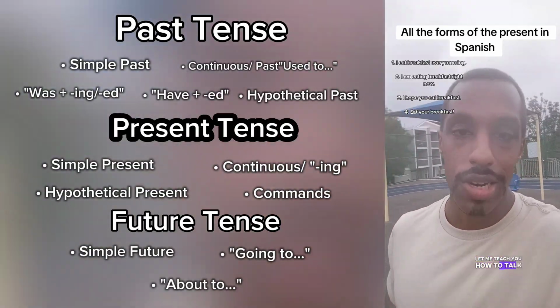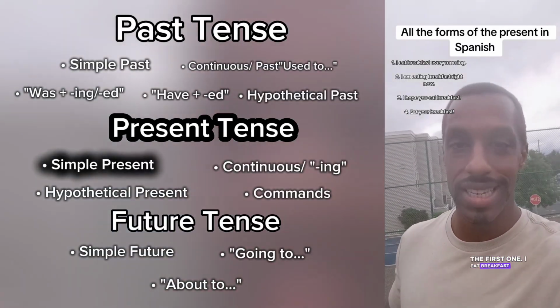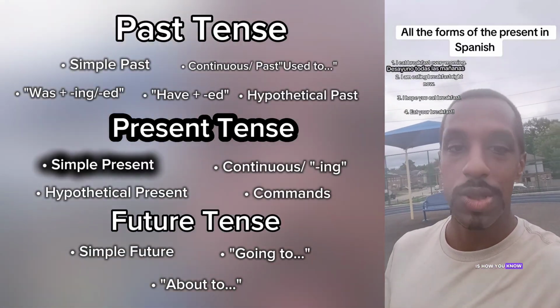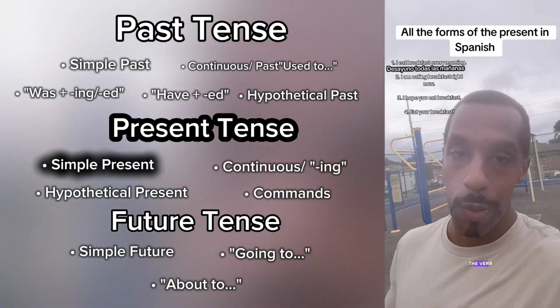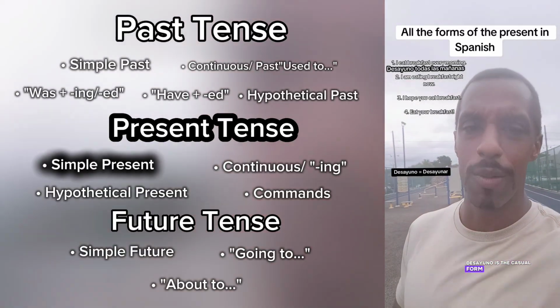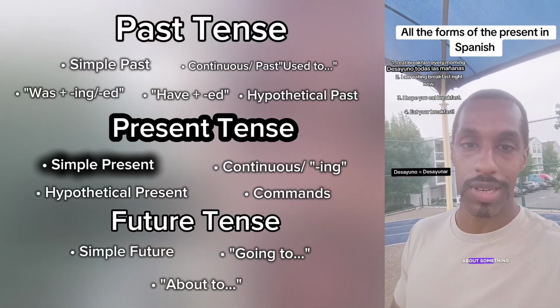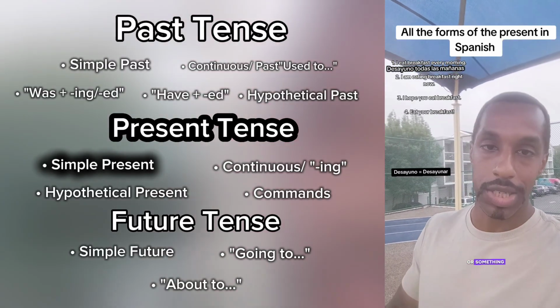Let me teach you how to talk in the present tense in Spanish. The first one, I eat breakfast every morning. Desayuno todas las mañanas. The verb we're going to focus on is desayuno. Desayuno is the conjugated form of desayunar. And this form is what you use when you want to talk about something that you do habitually or something that you do frequently.